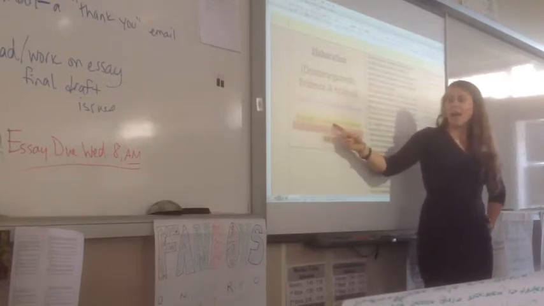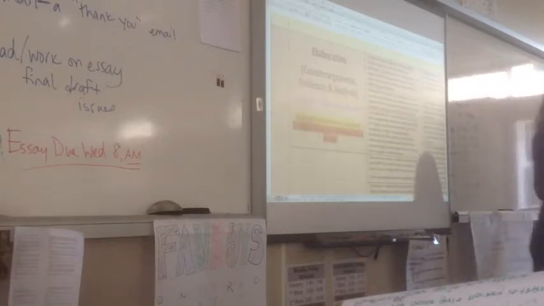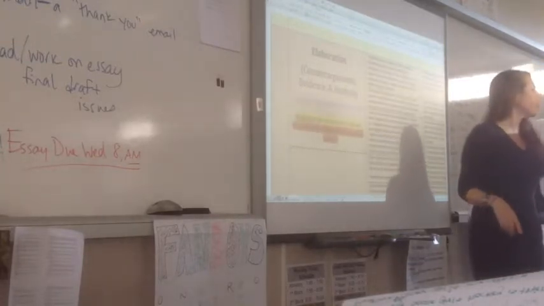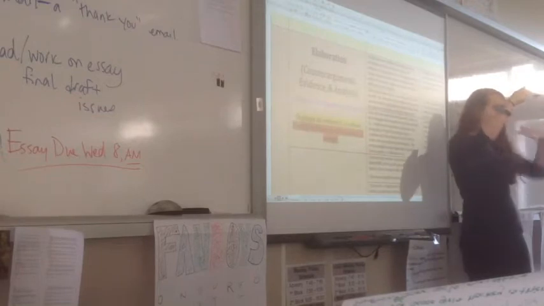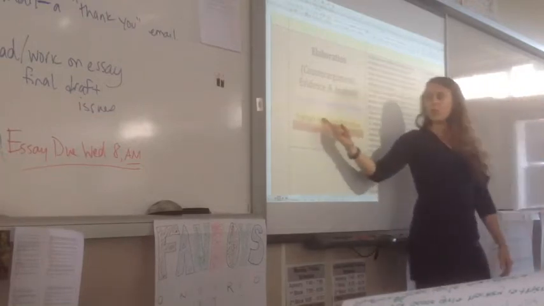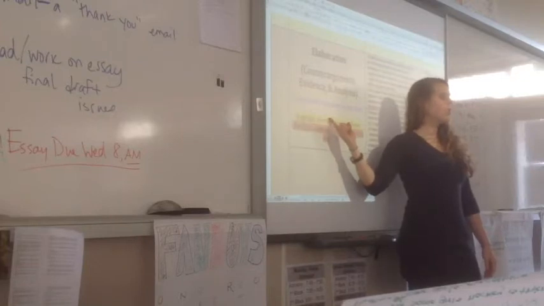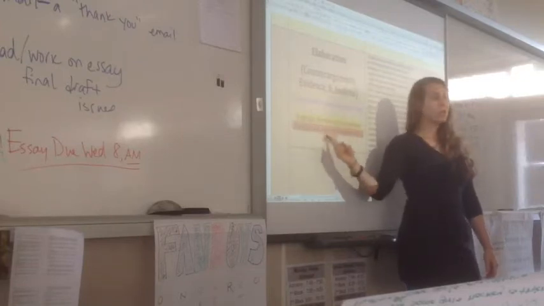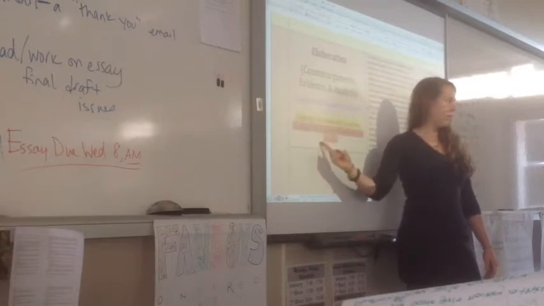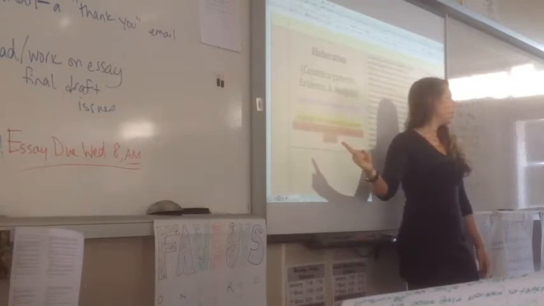You have evidence. In each body paragraph, how many pieces of evidence do you have? 2. Evidence analysis. So you have 2 pieces that need to be yellow and 2 pieces that need to be orange. These 2 are highlighted. But they are also called.